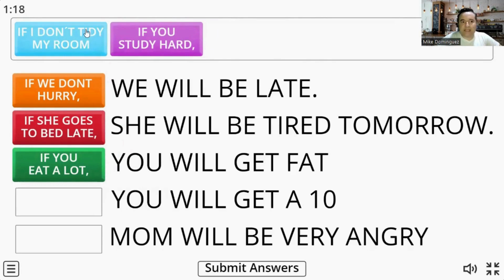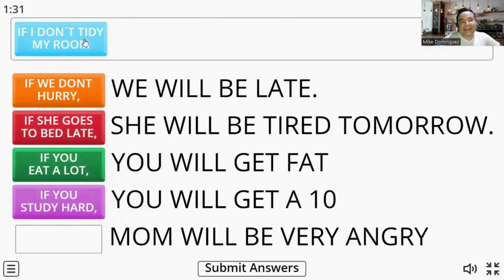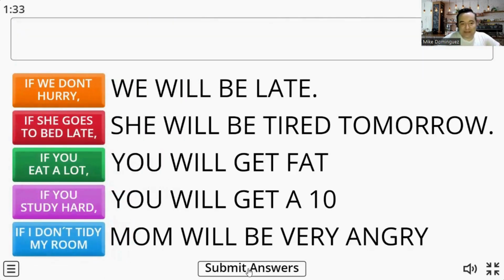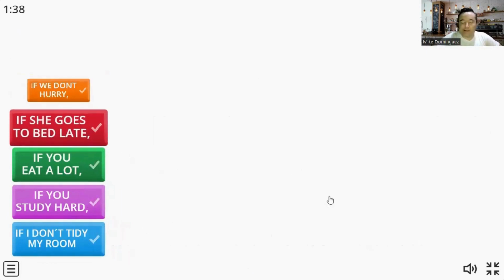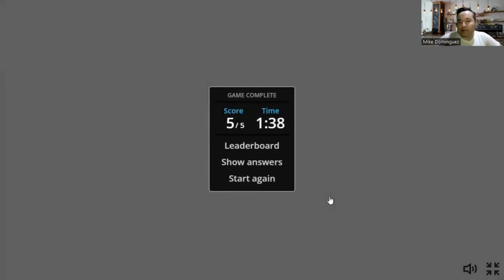Okay, tidy is to organize the room. Tidy up. Yeah. Okay. If you are studying hard, you will get a 10. Yeah, that's much better. Yes, excellent. Very good. If you study hard, you will get a 10. Well, yeah, a good grade, okay? Good grade or 10. Excellent, very good.